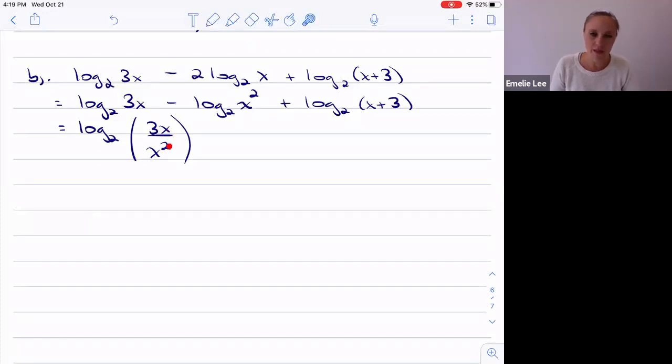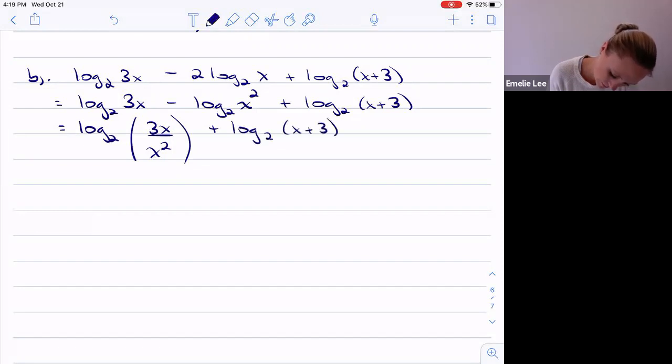That's going to simplify a little bit, right? x over x squared is just 1 over x, so 3 over x. But I'll leave it for now. It's just nice to make a note. Plus log base 2 of x plus 3.